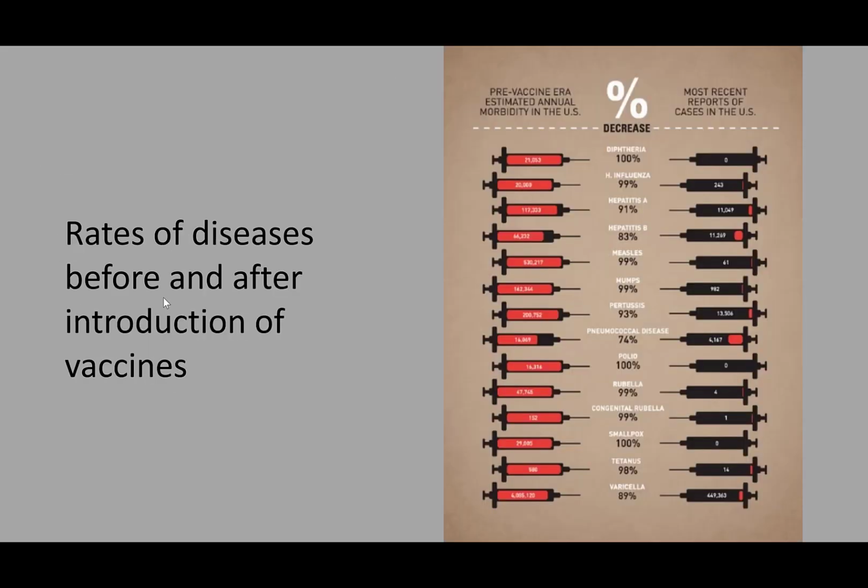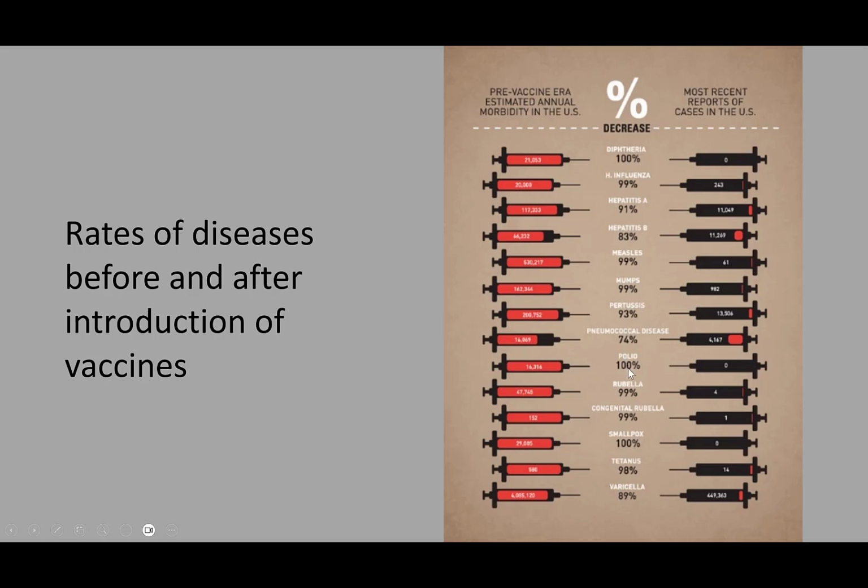So let's look to see what happens with rates of disease before and after introduction of their vaccine. Diphtheria, before vaccination was invented, after vaccination was invented: 21,000 something cases a year to 0. That is a reduction of 100% because of vaccines. Influenza, 99% reduction. Hepatitis A, 91% reduction, on and on and on.